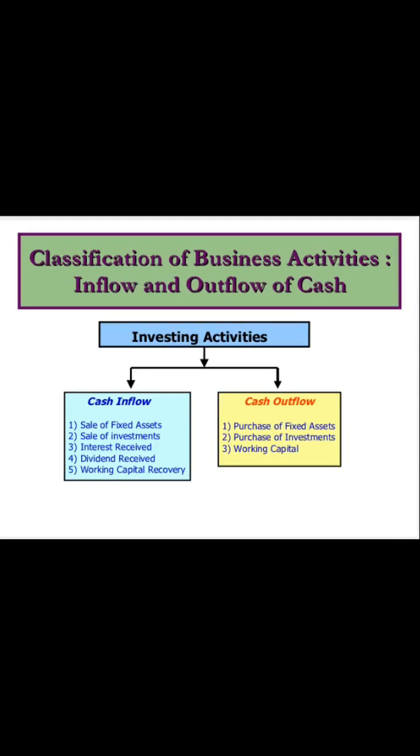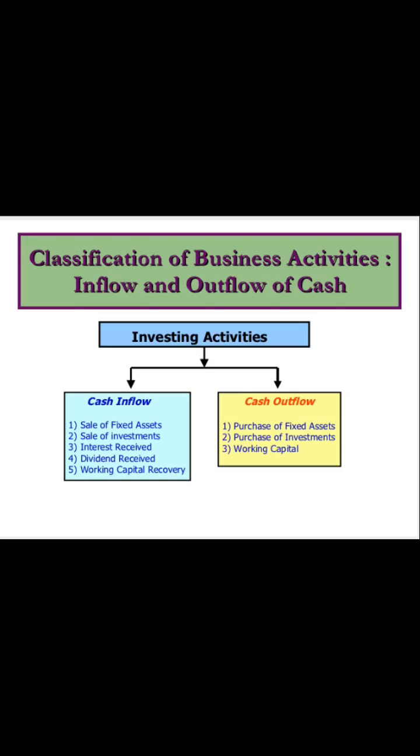Now let us see the activities under investing which result in cash inflow and outflow. The sale of fixed assets. When a firm sells its fixed assets, it's not a day-to-day operation, that's why this comes under an investing activity. So if a fixed asset is sold in the market, it would definitely bring a cash receipt, and so it would be termed as a cash inflow.